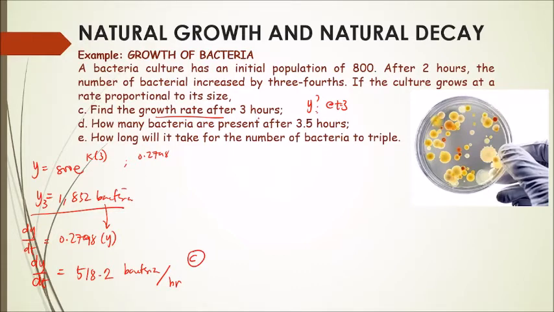Now, how many bacteria are present after 3.5 hours? So, basically, we use the same kaning formula and then replace 3 with 3.5. So, y sa 3.5 equal to 800 e to the k, which is 0.2798 times 3.5. So, bacteria raman ang ipangita. So, basically, y ra jud ang ipangita, no? So we have 0.2798 times 3.5.